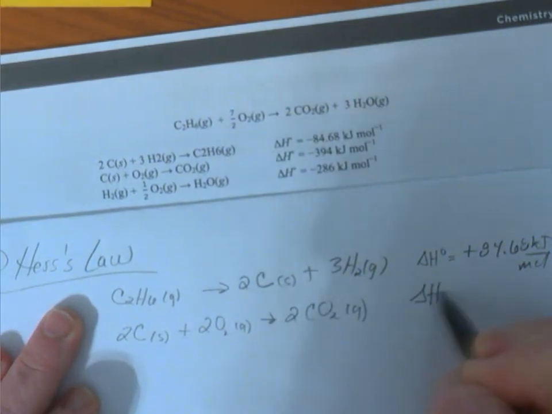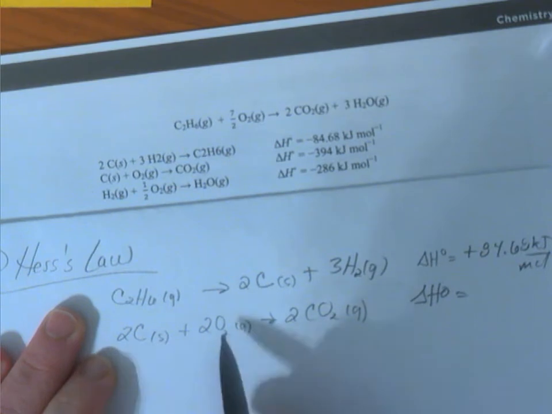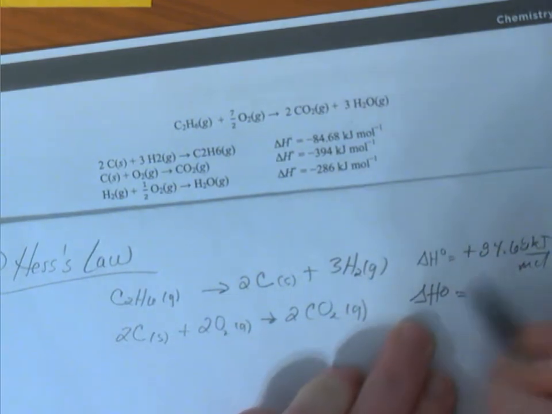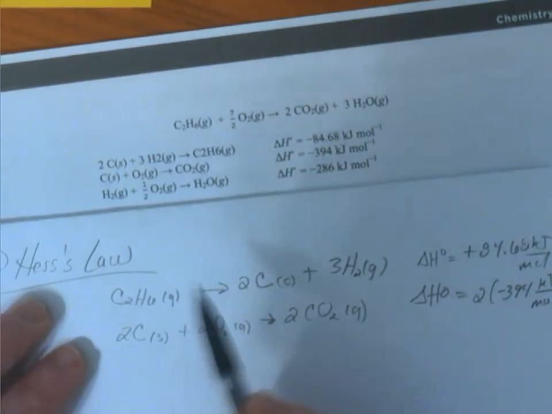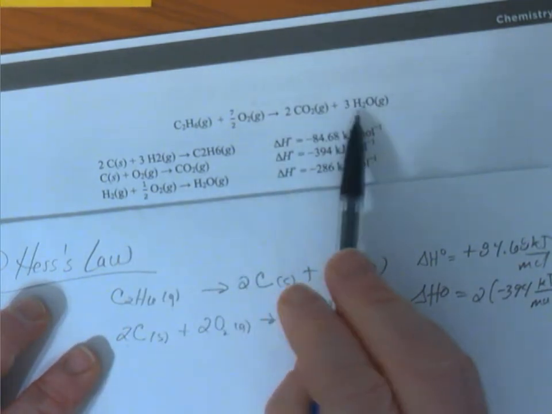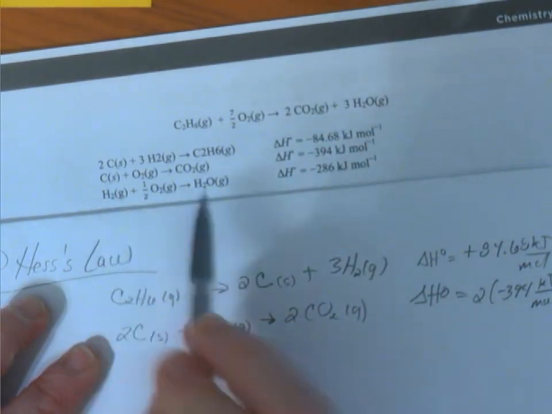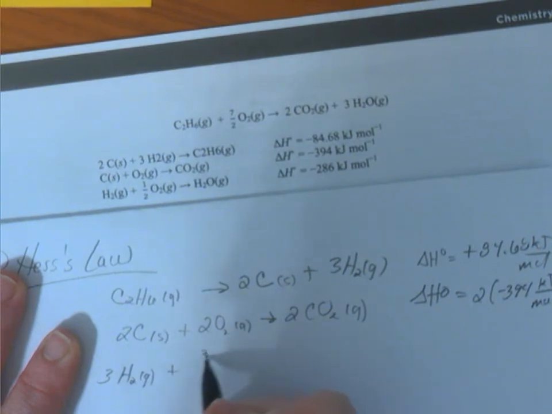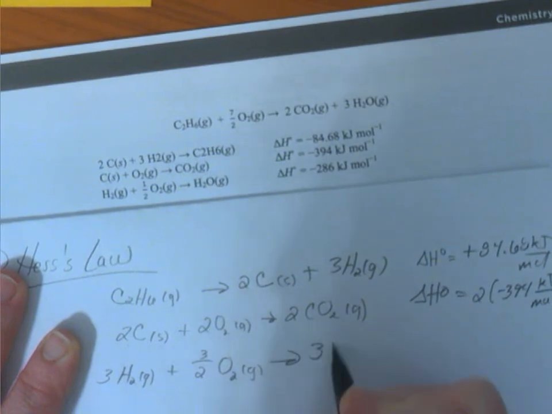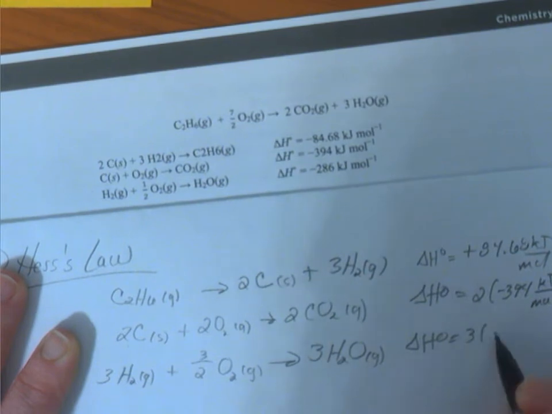And if I increase these by a multiple of 2, then this would go up a multiple of 2. Sign remains the same. All right. And then I need 3 moles of H2O gas as product. So I see I need to multiply this through by 3, but not reverse. So I have 3 H2 gas plus 3 halves O2 gas yields 3 H2O gas. And then I would multiply this by 3.